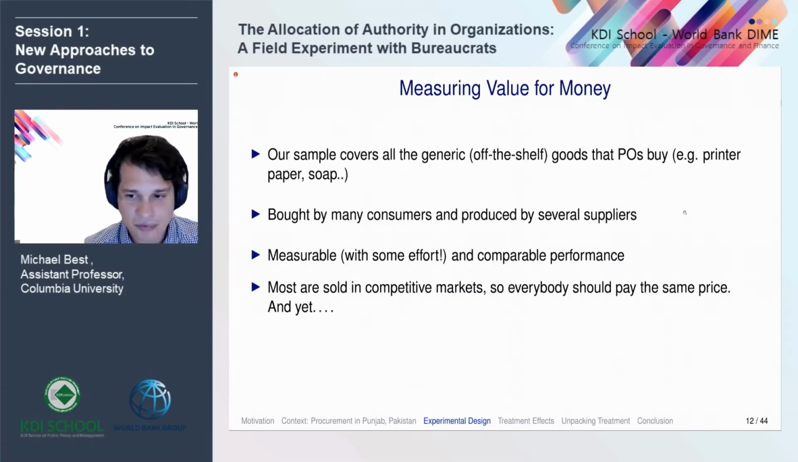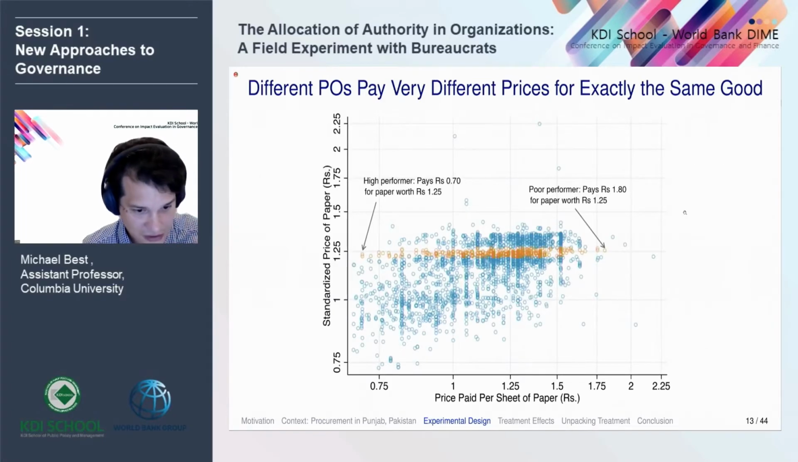In principle, you might think these are very homogeneous goods. These are going to be things like paper and pens and printers and those kinds of things where the price should always be the same. And yet in the data that we're using, we see that there's a huge amount of variation in the prices that people are paying, even for things that we think should be the same.